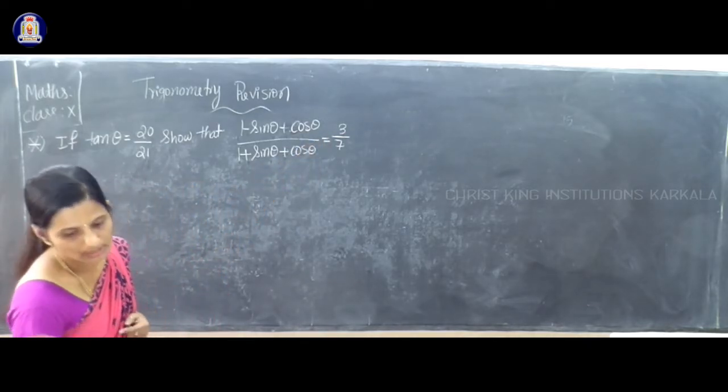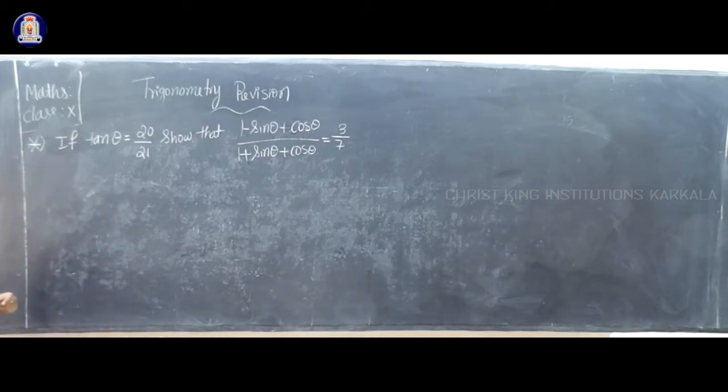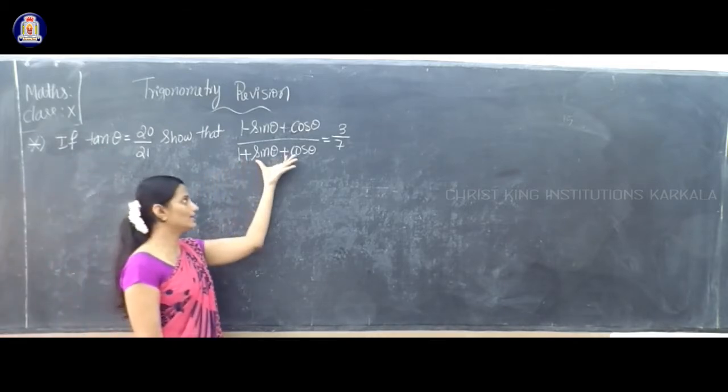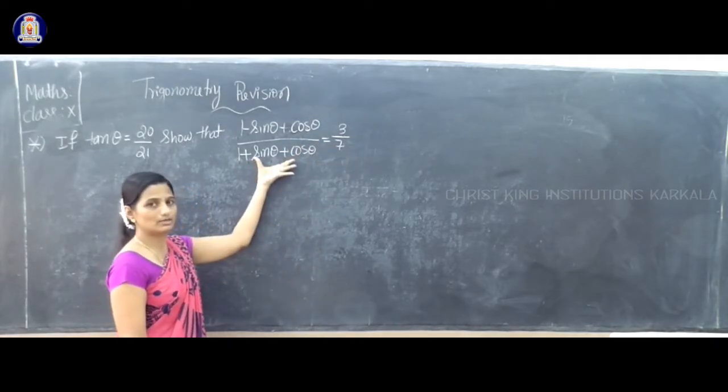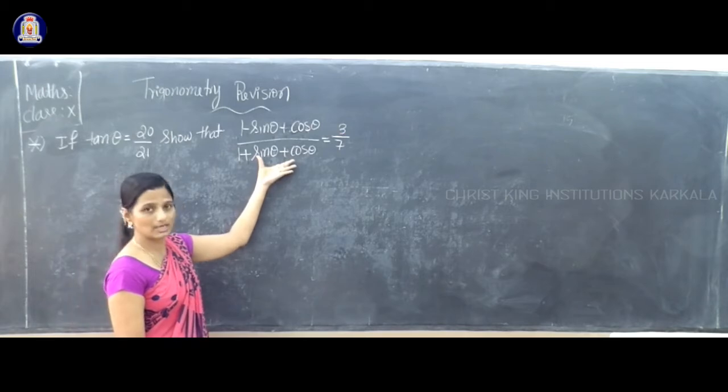Is equal to 3 by 7. Yes, now how to find this one? So first, take your LHS side. Before that, first take this one, right? So what is given? To show LHS side is equal to RHS side, first you have to find what the values are. What is the value of this LHS side?